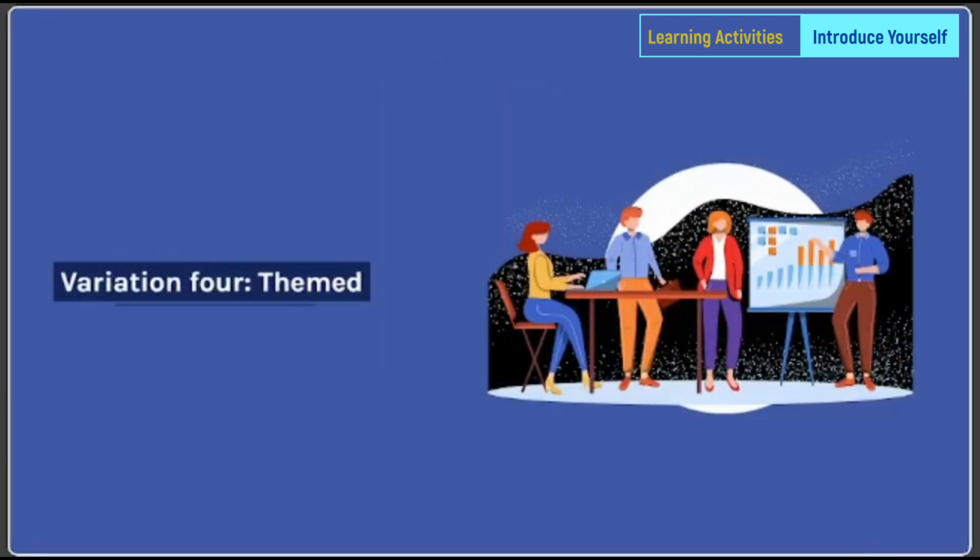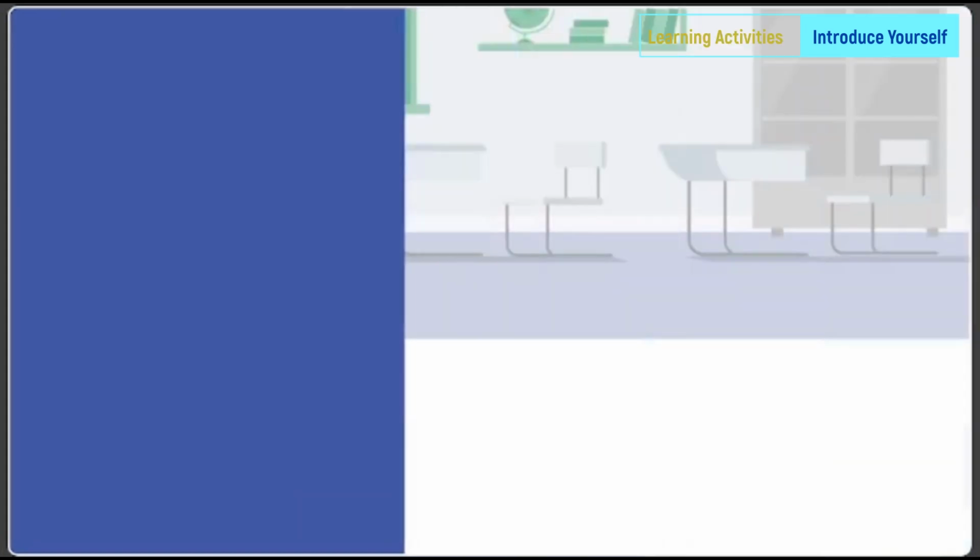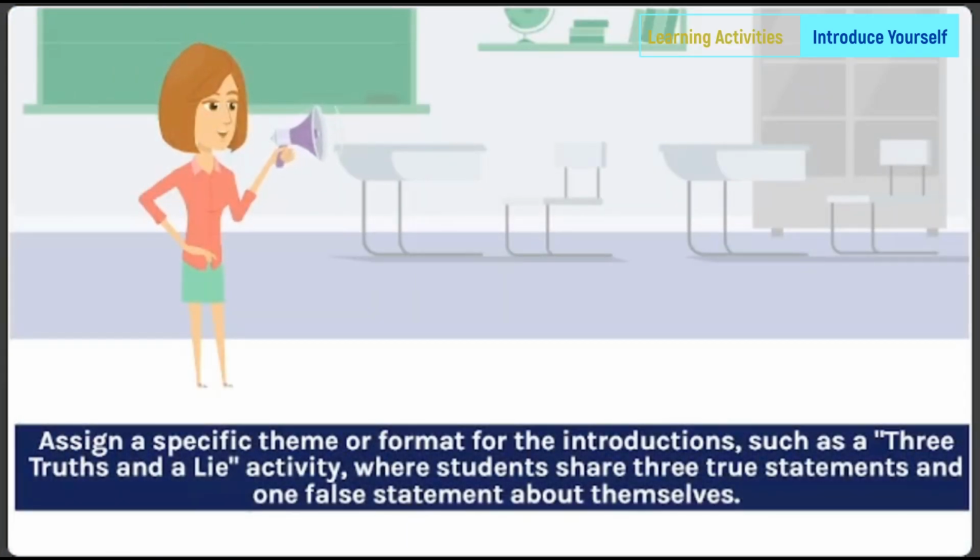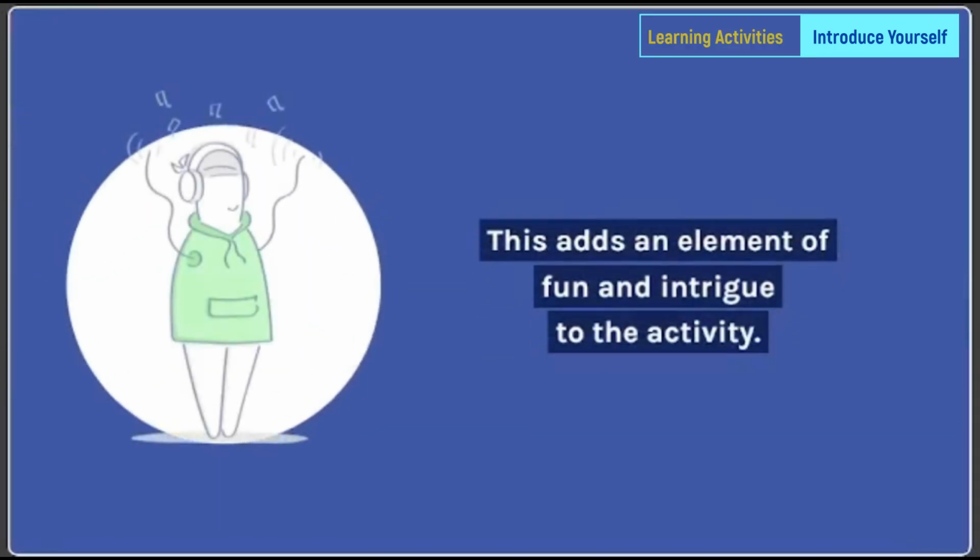Variation 4. Themed introductions. Assign a specific theme or format for the introductions, such as a 3 truths and a lie activity, where students share 3 true statements and 1 false statement about themselves. This adds an element of fun and intrigue to the activity.